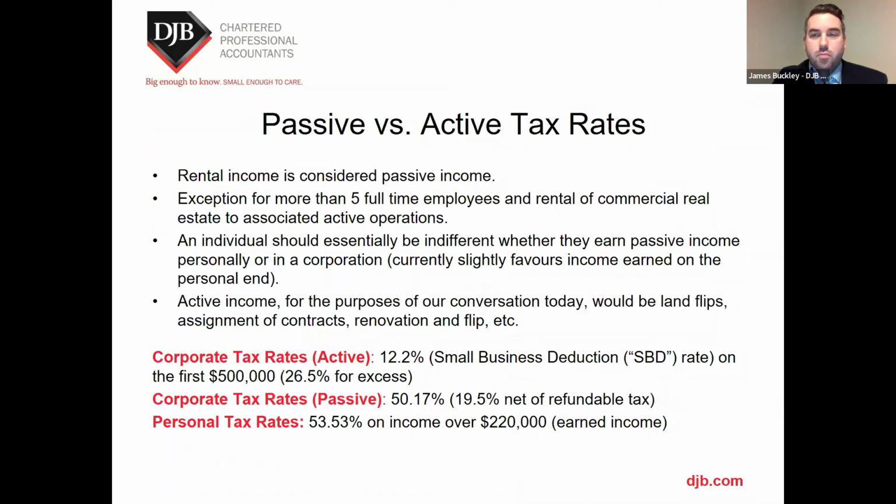But if you look at the personal tax rates, the top rate is really 53.5% on any dollar over 220. So we have a marginal tax rate system in Canada. It gears all the way up to 53.5% on any dollar over 220. And what that's meant to demonstrate is, for rents, and this is an often misconception, that you're really no better off having it inside of a corporation rather than not.